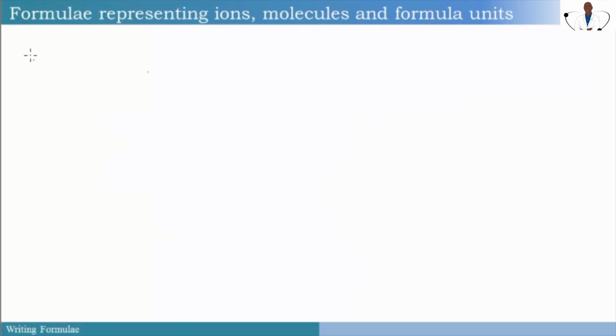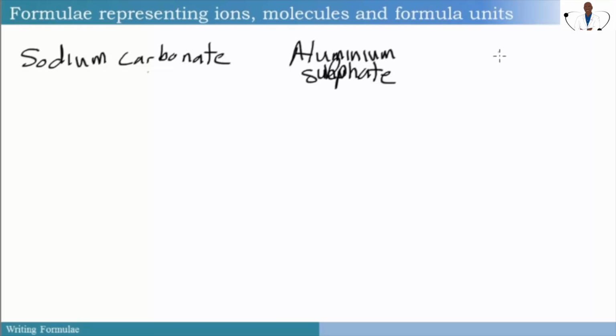Let us write the formula for a few ionic compounds. Let us start with sodium carbonate. We will also do aluminum sulfate. And let's try ammonium nitrate.